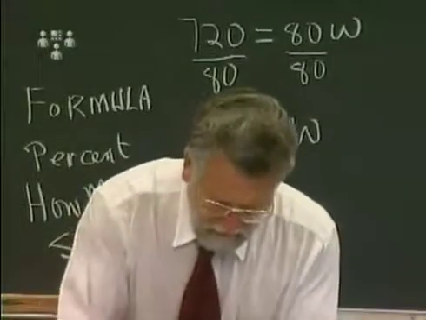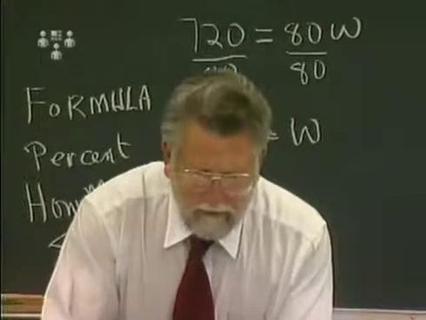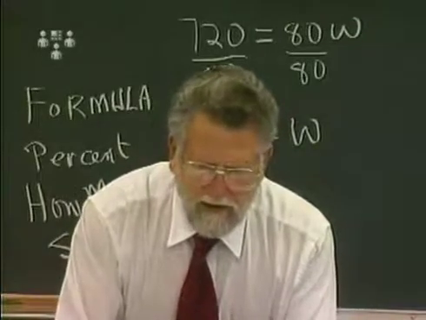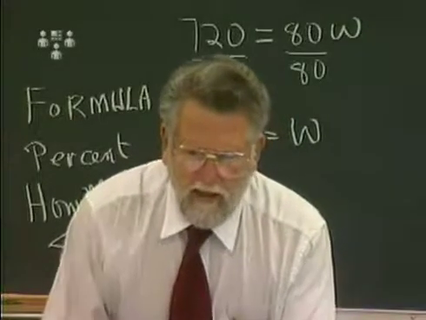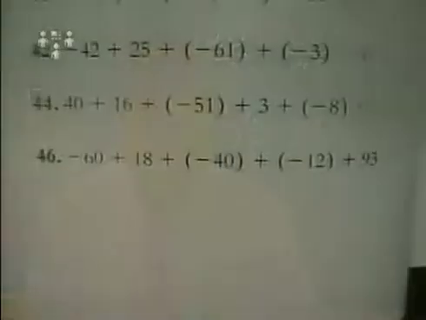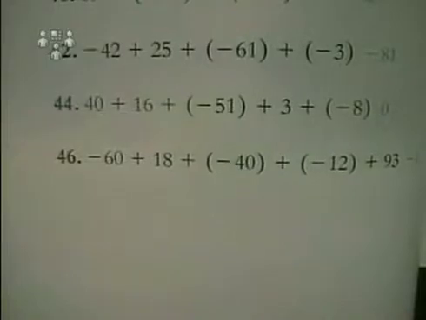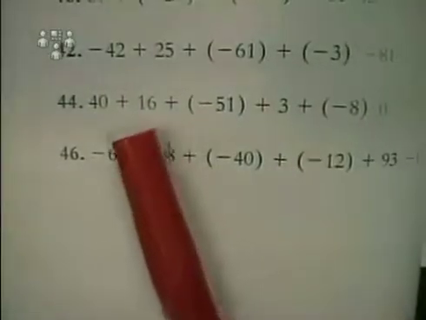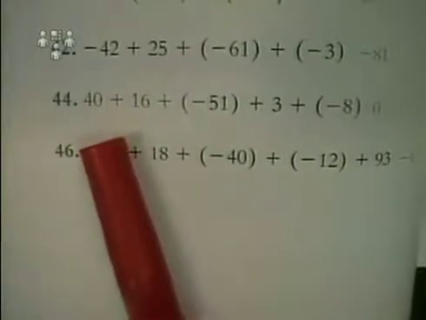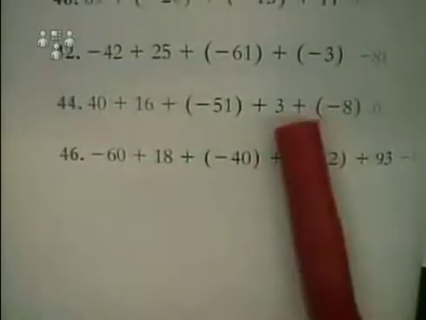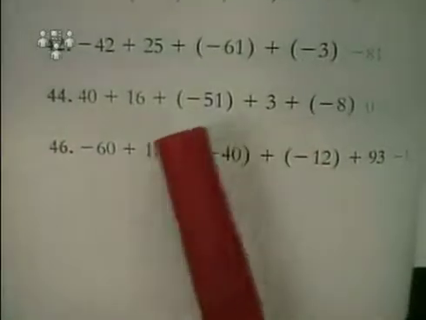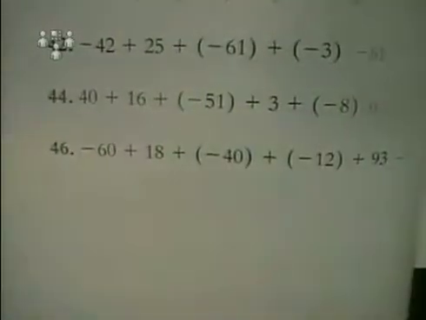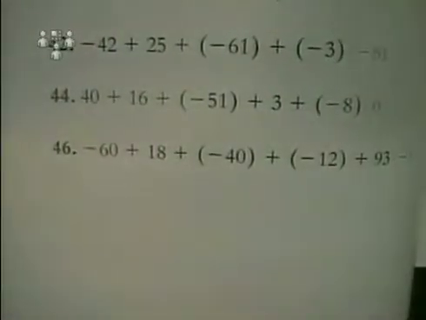It's not until we get down to something like 44 that there's any particular work here, and I think you're going to find that, like 44, it's pretty much a slam dunk. Because what are you going to do? 44, I'm going to add the positives, so that's a 40 and a 16 and a 3, which is 59. Add the negatives. Negative 59. 59 plus negative 59? 0.